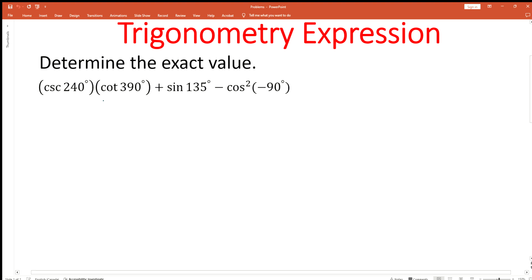As you may know, cosecant is the reciprocal ratio for sine. The first step is to change cosecant into sine ratio. We can write cosecant 240 degrees as 1 over sine 240 degrees.